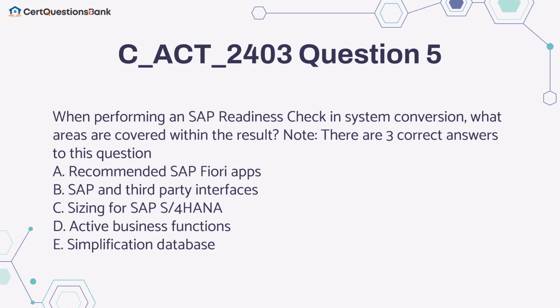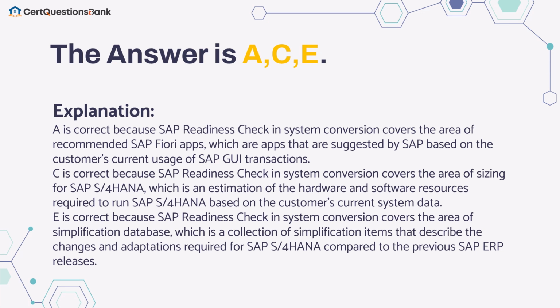When performing an SAP Readiness Check in system conversion, what areas are covered within the result? Note: There are 3 correct answers to this question. A. Recommended SAP Fiori apps. B. SAP and third-party interfaces. C. Sizing for SAP S/4HANA. D. Active business functions. E. Simplification database. The answer is ACE.